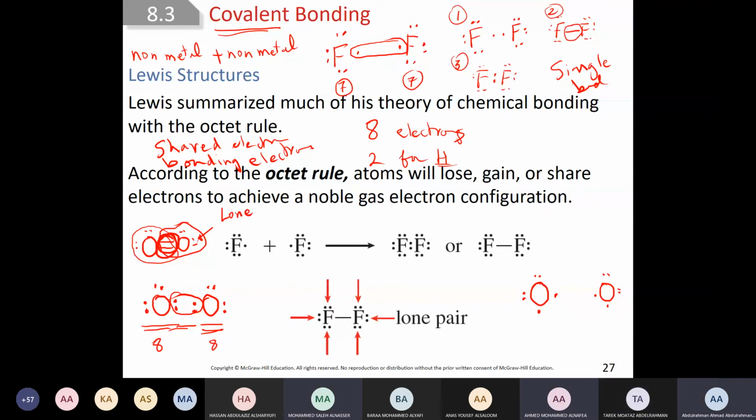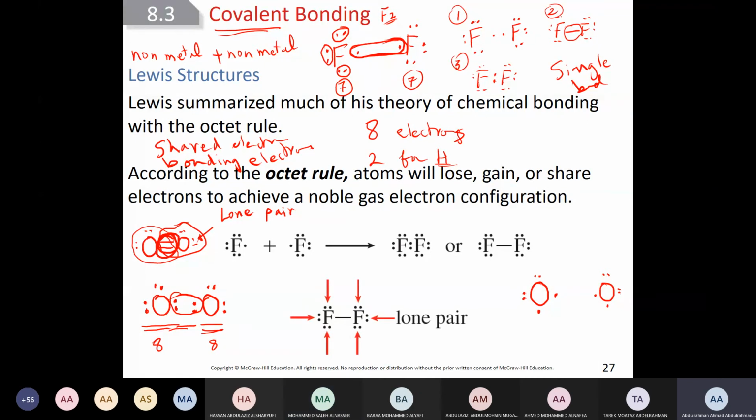Lone pairs. Don't forget this. Where are the bonding electrons in F2? The ones in the middle. These are the bonding electrons. What do you call these other electrons? Lone pairs.